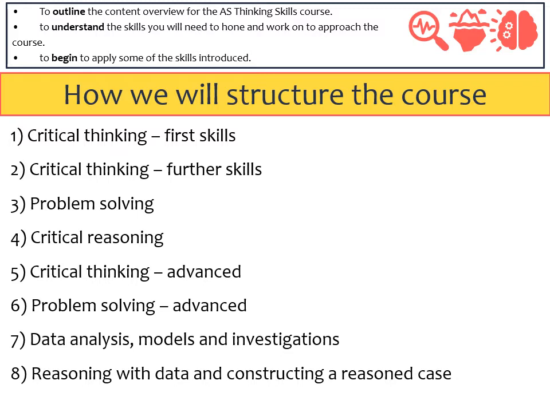So we're going to be looking at critical thinking first, which is for paper 2. We're then going to look at problem solving and introduce the basic components for that. We'll then look at critical reasoning, then critical thinking, problem solving, data analysis, and then reasoning with data. So we're not just going to go paper 2 solely and then paper 1. Lots of these particular skills that we're bringing up will be applicable in both papers, and we're going to go at the approach that the exam board have recommended.